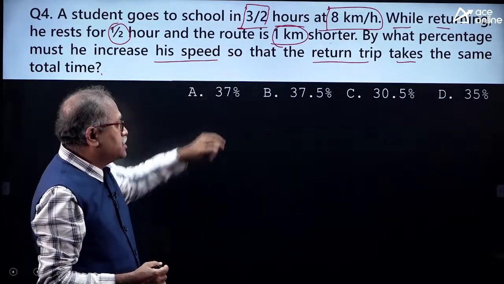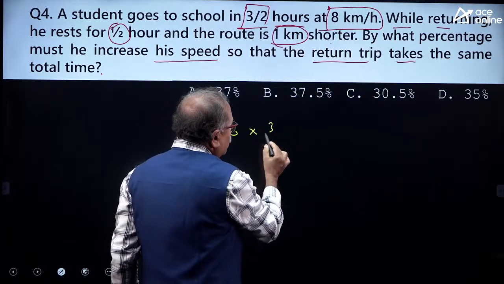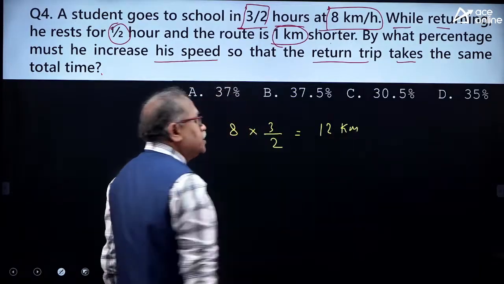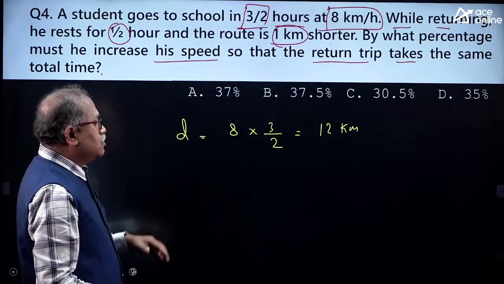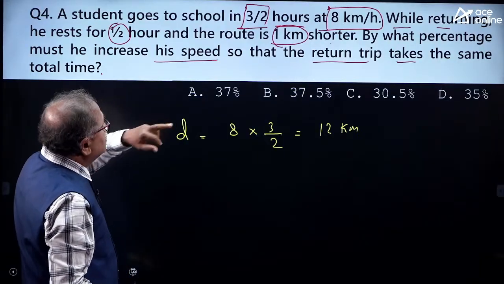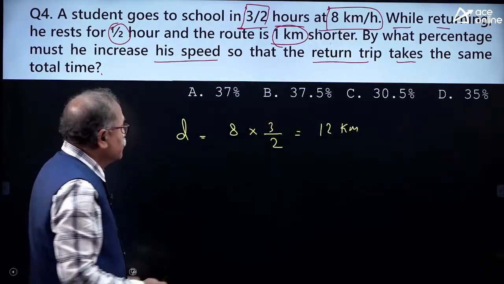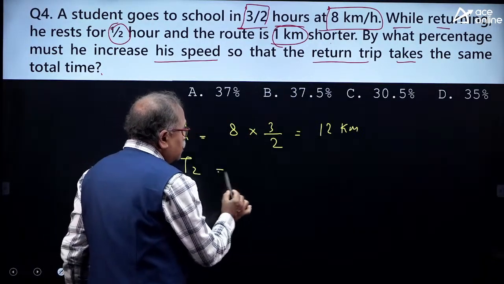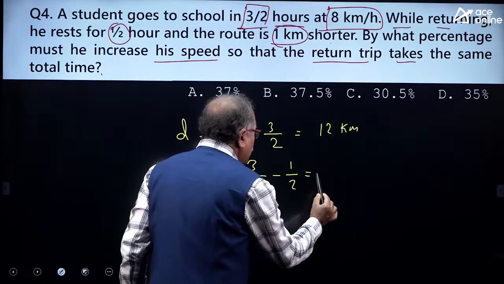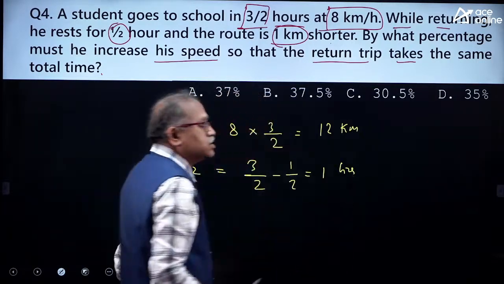What is the distance in the first case? The distance is equal to the speed into time, and that comes to 12 kilometers. Okay. So what is the time 2? He has taken the same time, but the rest time has to be taken out. So T2 is equal to 3/2 hours minus rest time half an hour, that comes to 2/2, which is nothing but 1 hour. Time 2 is 1 hour.